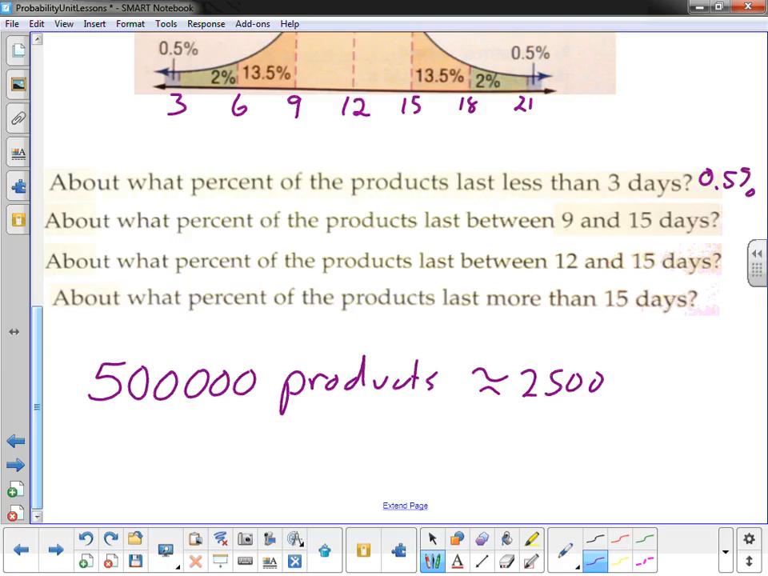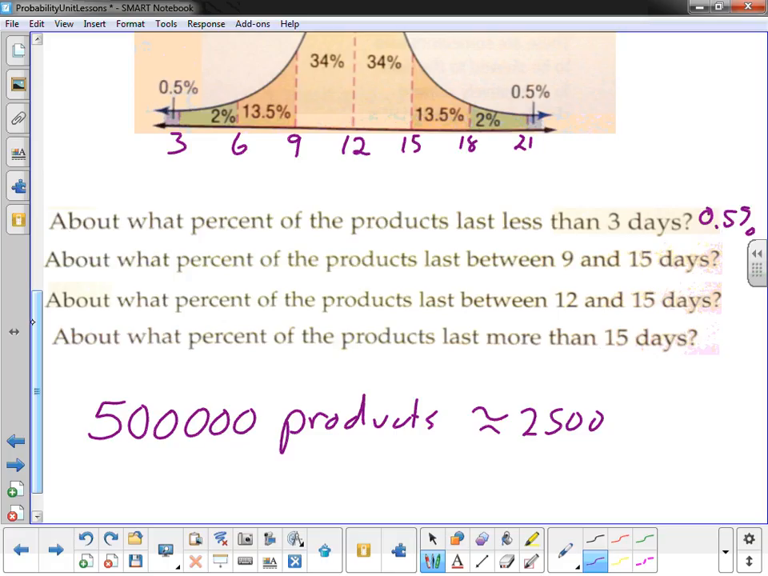Okay? About what percent of the products will last between 9 and 15 days? Well, 9 to 15 days is 1 standard deviation on each side. I just add these two 34%s. That's 68% of them. 68%. Okay, so if I'm talking my 500,000, we're talking 340,000 of these products are going to last between 9 and 15 days.